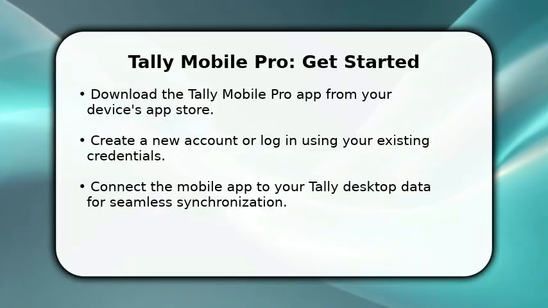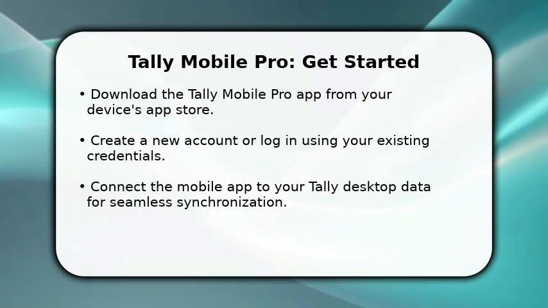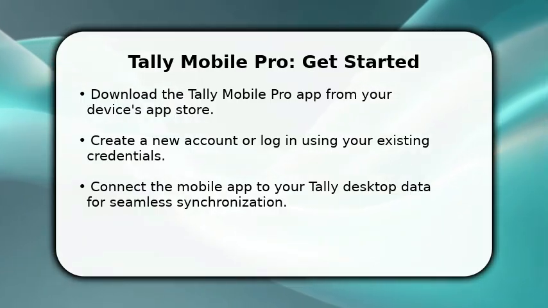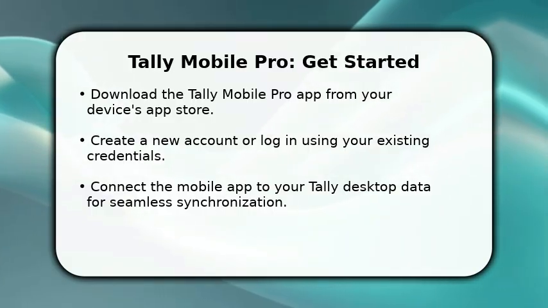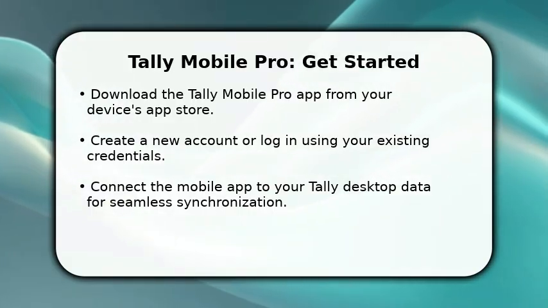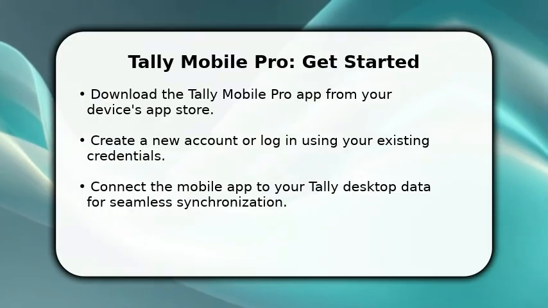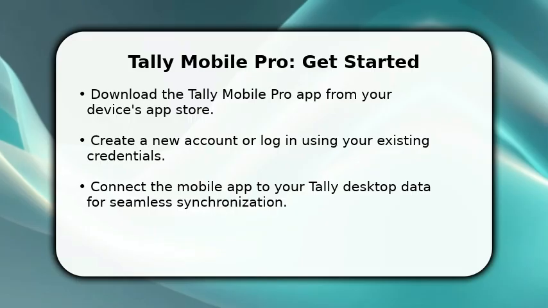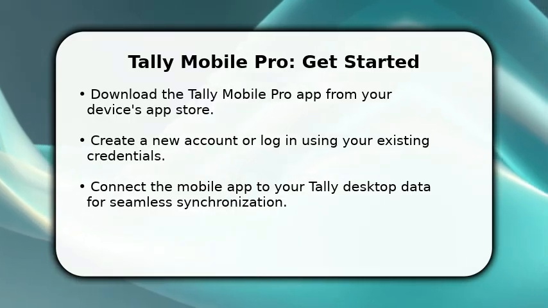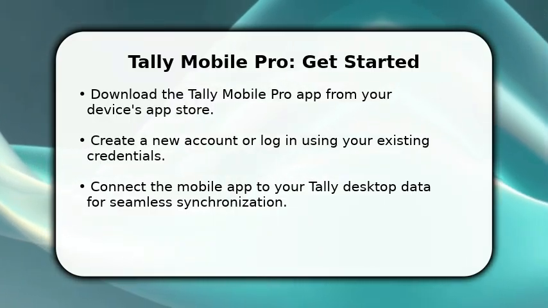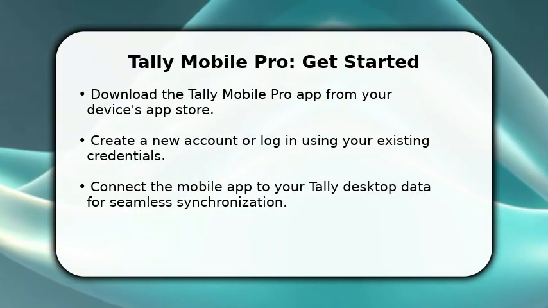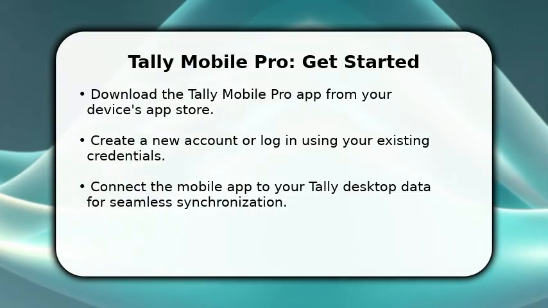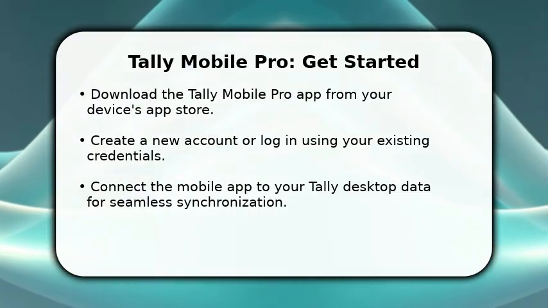In this video, I will explain how to use Tally Mobile Pro. First, let's get you set up. Begin by downloading the Tally Mobile Pro application from your preferred app store. Once installed, you'll need to either create a new account or simply log in if you already have one. After logging in, connect the mobile app to your Tally desktop data. This crucial step ensures all your financial information is synchronized and accessible on the go, providing real-time updates.